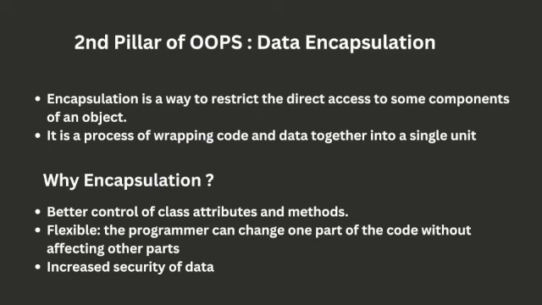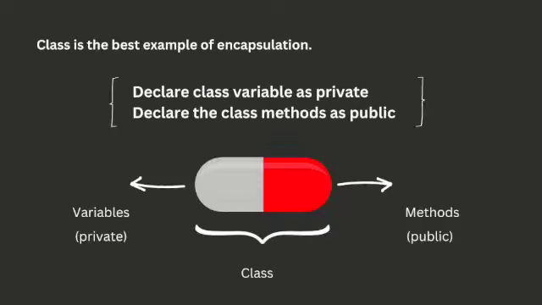So now the second pillar of OOPS comes into the picture, which is called data encapsulation. Data encapsulation is the process of wrapping up the code and data together into a single unit. So a class would contain data members and variables in a single unit, and we can encapsulate them by using the public and private access modifiers. Why do we need encapsulation? So that we can control the attributes and the methods. We can change the code without affecting other parts, it provides security of the data, and we have better access control to all the variables and methods of that particular class.